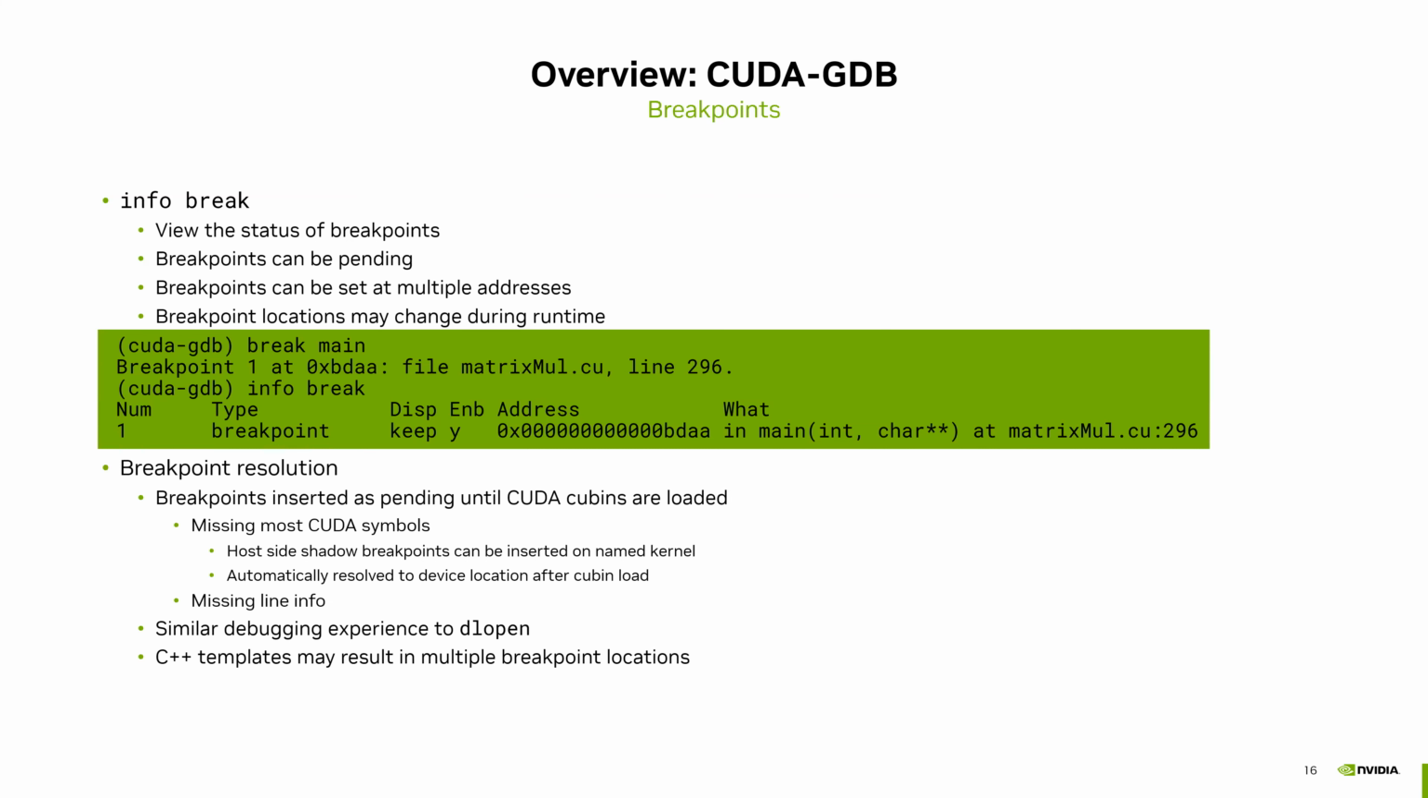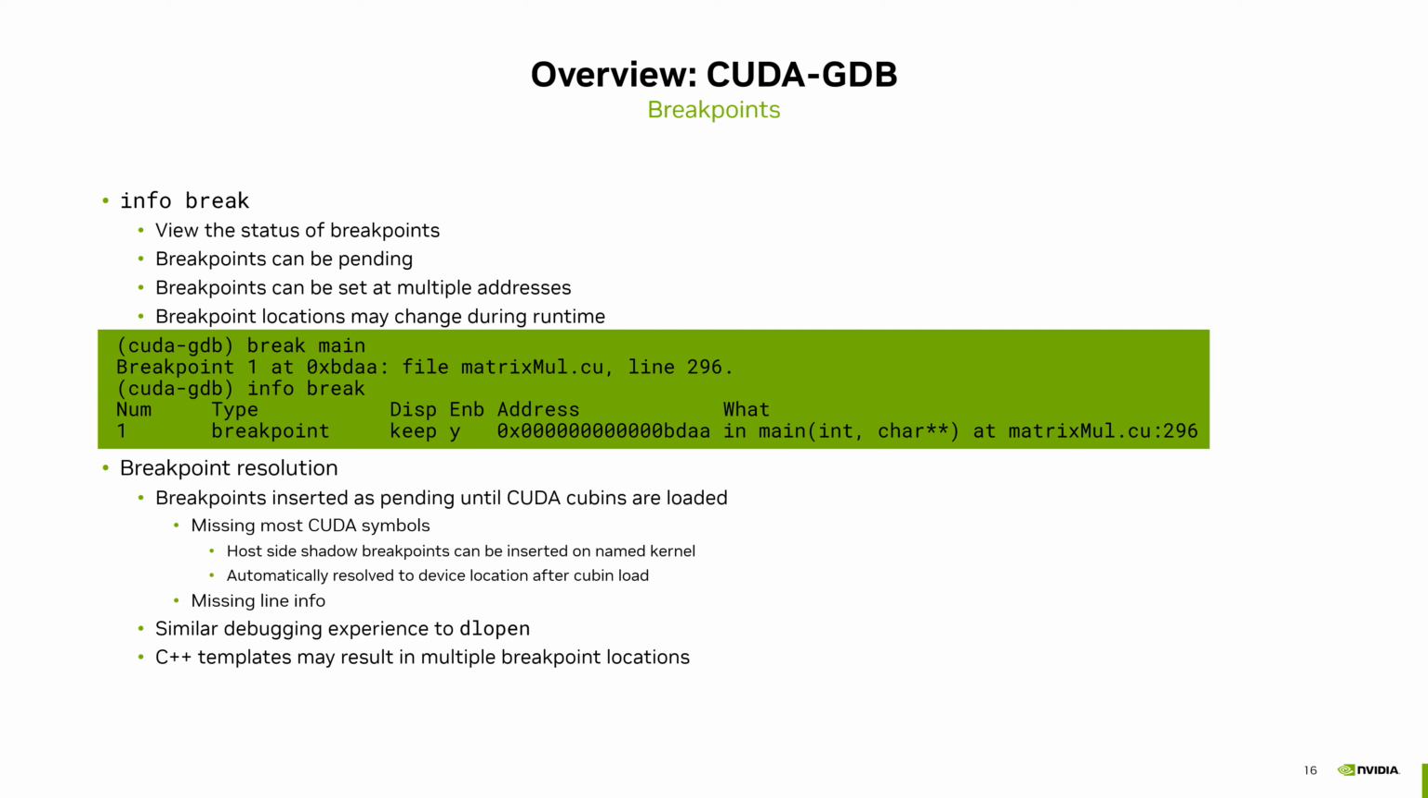Some things to keep in mind: breakpoints can be pending. Breakpoints can be set at multiple addresses, and the locations of a breakpoint can change during runtime. As an example here, let's say I just break on main. This is going to be a host side breakpoint. This is before I've even started executing my application. We're set at a strange looking address here, BDAA. That's an unrelocated address, so we don't have relocations applied. So when we run, we will get those relocations, and the address will be automatically updated under the covers. You don't have to have any involvement here as a user.